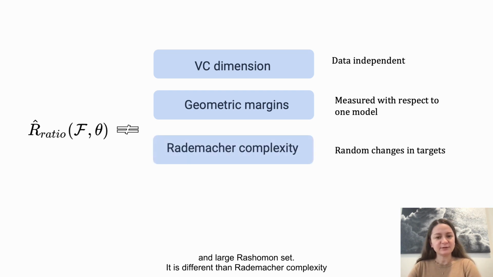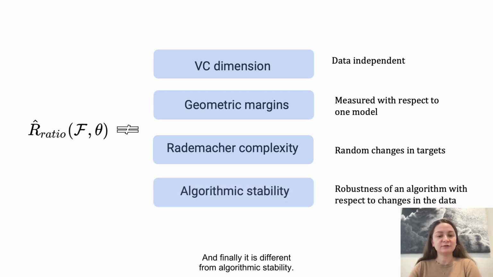It is different from Rademacher complexity because Rashomon sets do not measure changes in targets. We also constructed an example where you can have the same local empirical Rademacher complexity and different Rashomon ratios. And finally, it is different from algorithmic stability. Again, the Rashomon ratio does not measure robustness with respect to changes in data, and we have also shown that in the case of ridge regression, the Rashomon ratio will stay the same when the algorithmic hypothesis stability actually changes.